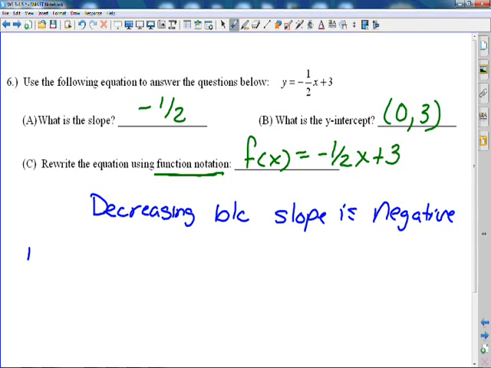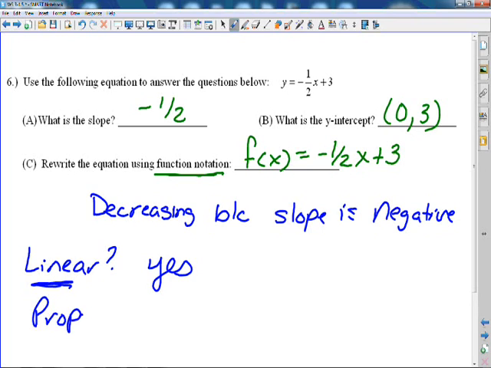Is this equation linear? What does linear mean? It means it makes a straight line. If you put this into y equals and graph it, yes, it does. Is it proportional? What does proportional mean? It means it goes through (0, 0), has a constant of 0. Is that 0? No, it is not, so it is not proportional.